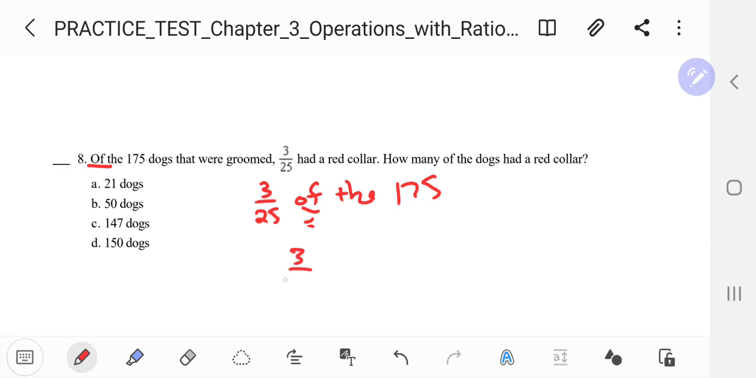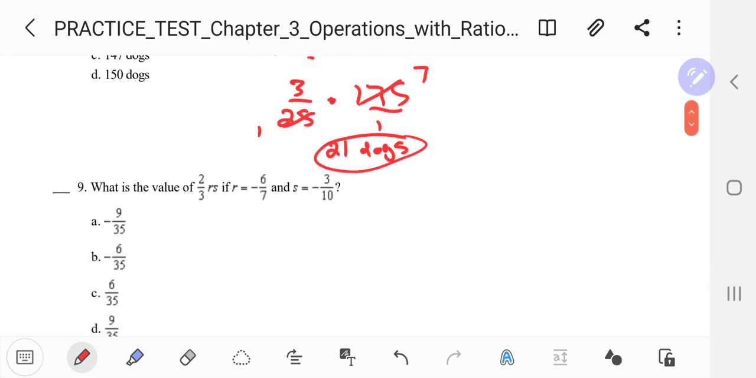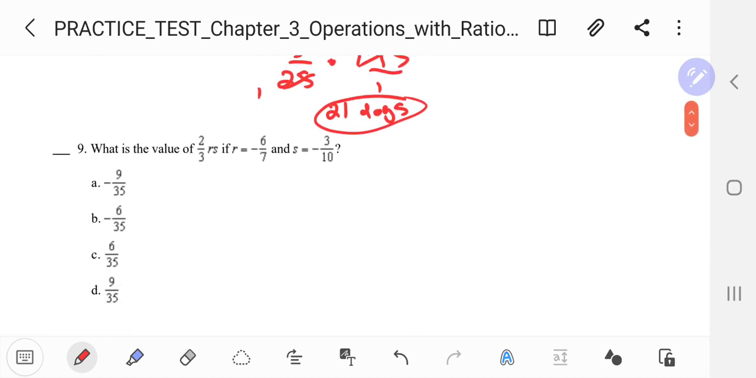So we're doing 3/25 times 175. We'll make that into an improper. We know that 25 goes into that, 25 goes into that 7 times. So now we can just multiply the numerators and the denominators and get 21/1, or just 21 dogs. All right, moving on. Looks like we have another one that I'd like to go over is number 10.